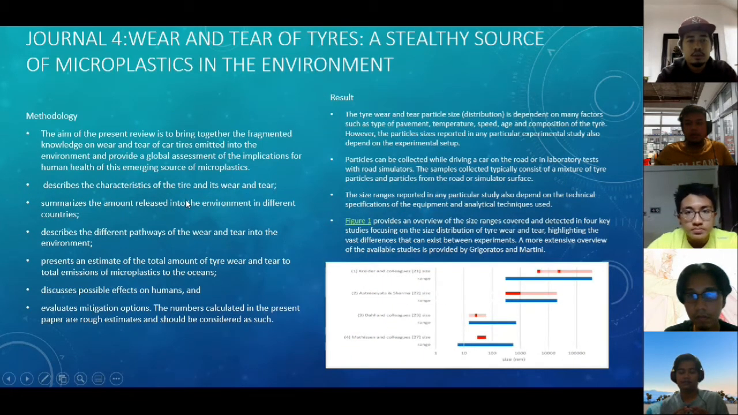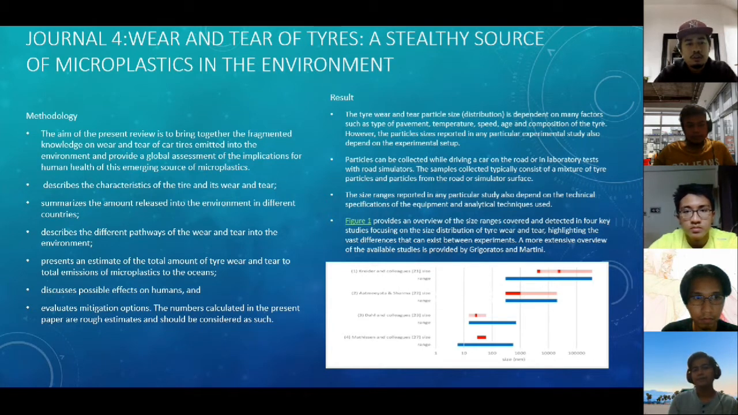For the fourth journal, wear and tear of tires, a significant source of microplastic in the environment. The aim of the present review is to bring together fragmented knowledge on wear and tear of car tires emitted into the environment, and provide a global assessment of the implications for human health of this emerging source of microplastic.